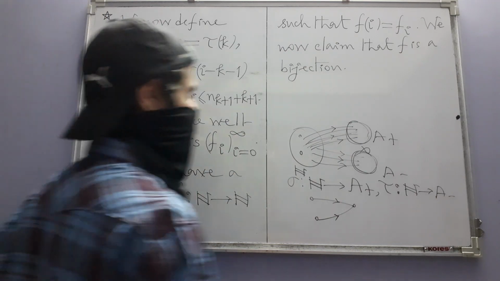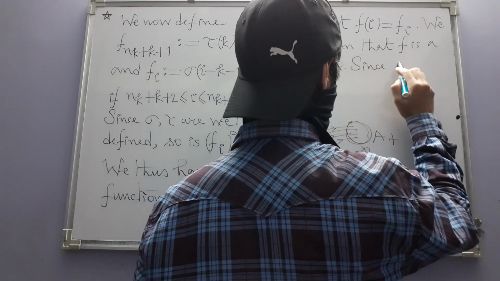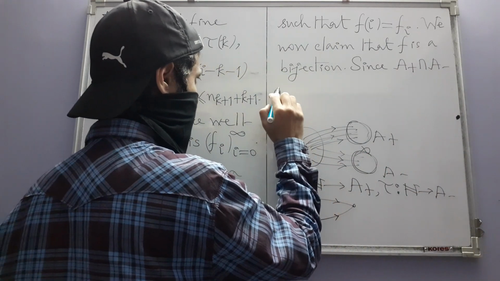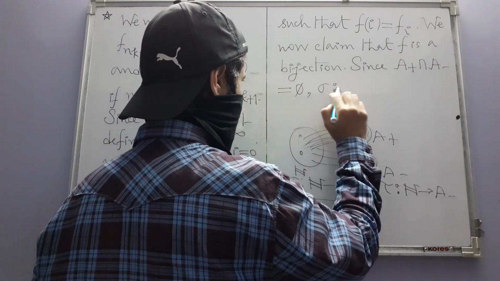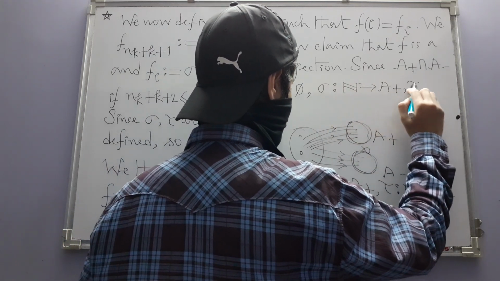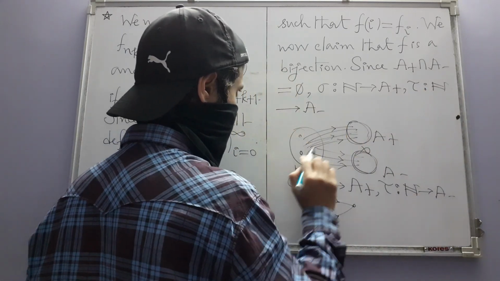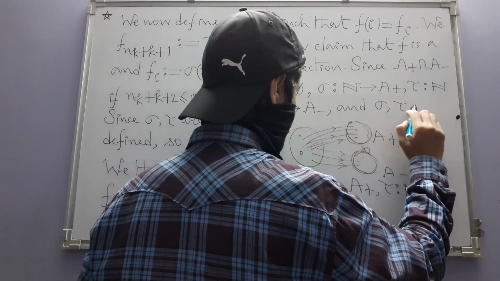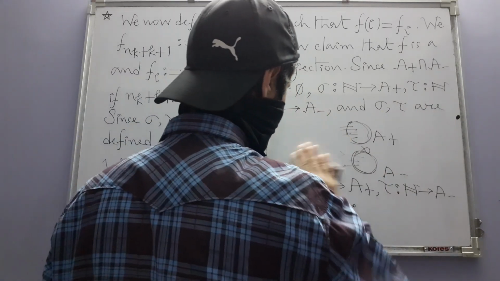So that's why we are now going to write, since A plus intersection A minus is empty, sigma maps N into A plus, tau maps N into A minus, and sigma, tau are both injective.